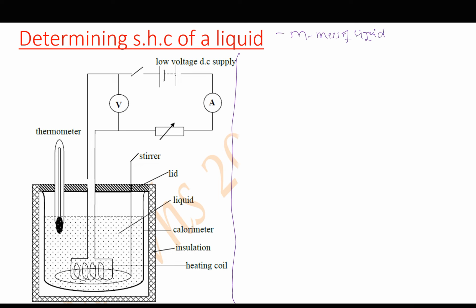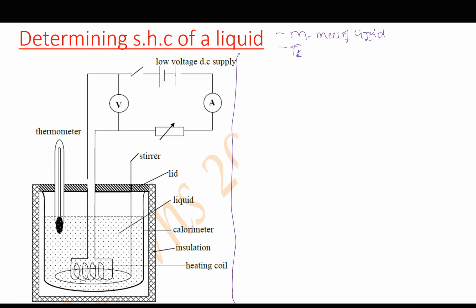Number two, normally we stir the liquid so that there is thermal equilibrium within the liquid. So you stir the liquid and note its initial temperature, Ti, the initial temperature before switching on the heater. We normally stir the liquid so that thermal equilibrium is achieved throughout the liquid, because different sections of the liquid are most likely going to have different temperatures. So stir the liquid so that thermal equilibrium is attained, and record the initial temperature of the liquid, Ti.